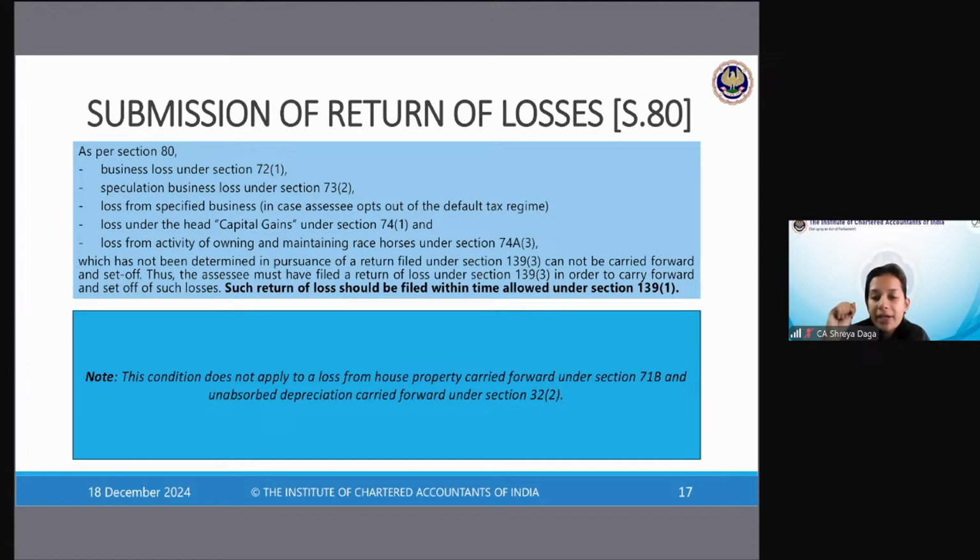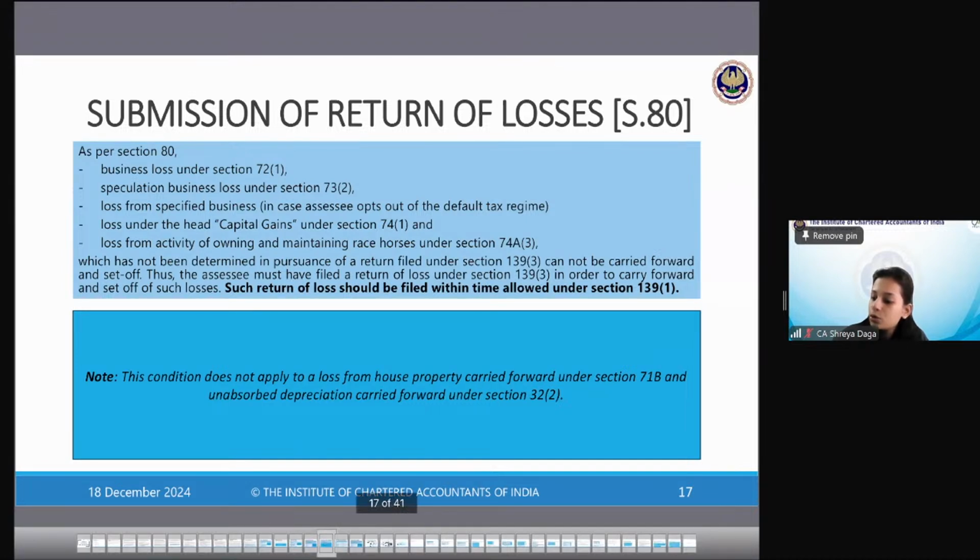So which return has to be filed timely? The year in which the loss arose and you want to carry it forward, that year's return should be filed timely. Then in the year in which you want to set off the carried forward loss, that year's return you may or may not file timely. Is it okay? The year in which the loss arose, that return must be filed timely to lodge a claim to carry forward the loss. But the year in which you set off the carried forward loss, in that year you may or may not file a timely return. So the timely return principle applies to whatever losses it applies to.